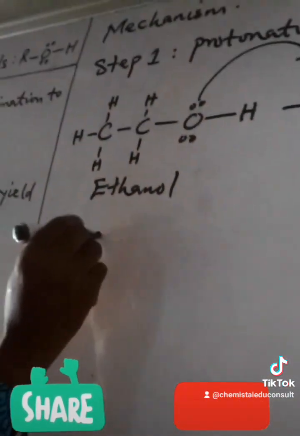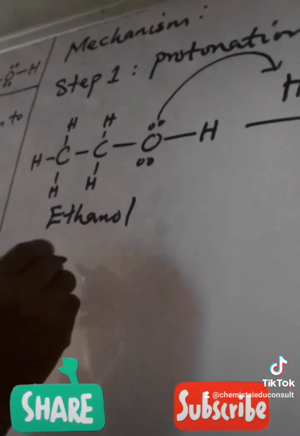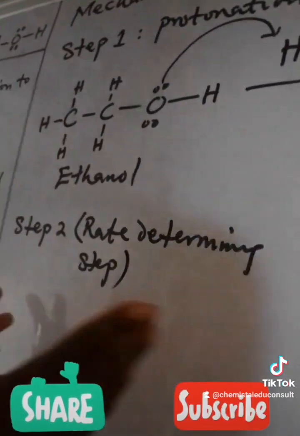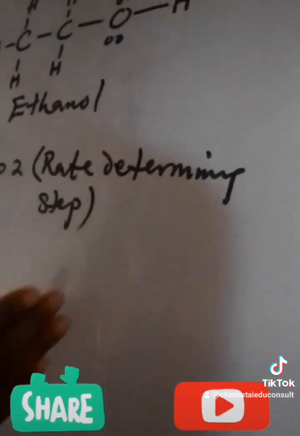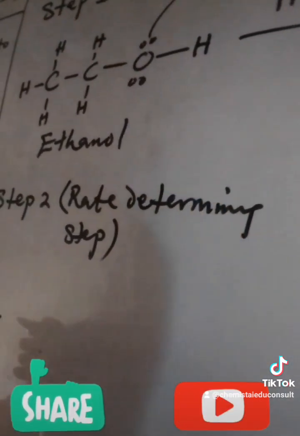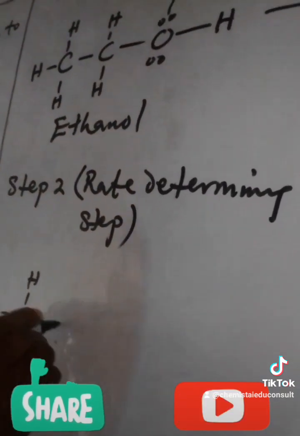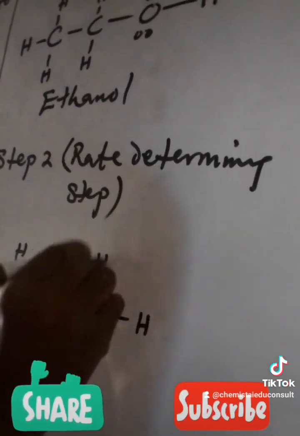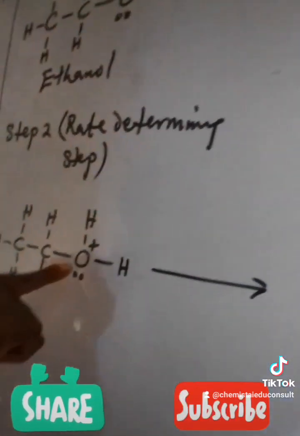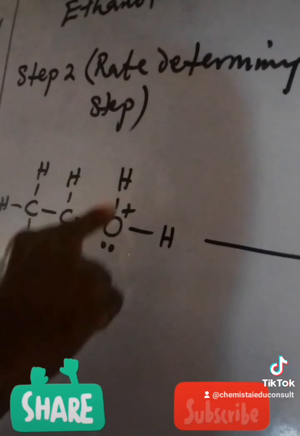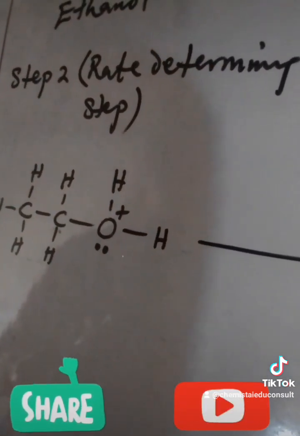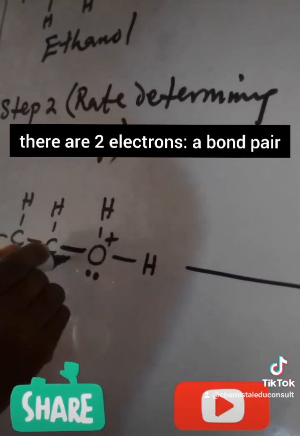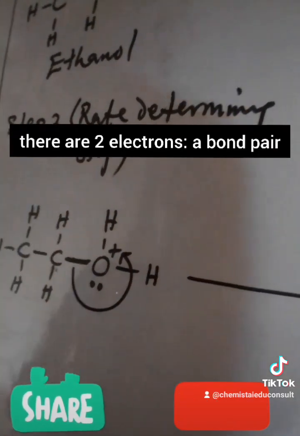Now step 2. Step 2 is the slowest step, and it is the rate determining step. Because this step is where there is formation of an intermediate known as carbocation intermediate. And what happens there is this. This ethyl oxonium ion now reacts, and let's see the reaction. The oxygen in this ethyl oxonium ion is even more electronegative. So what happens is that it will break this bond. It will take the bond pair, and this bond is broken.